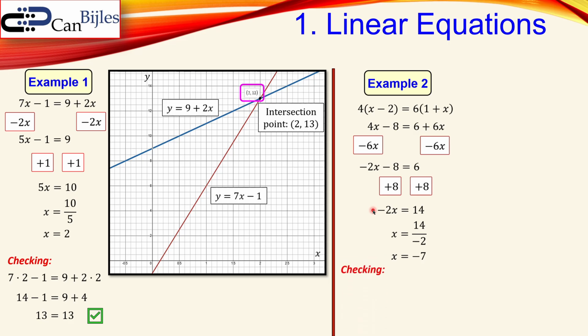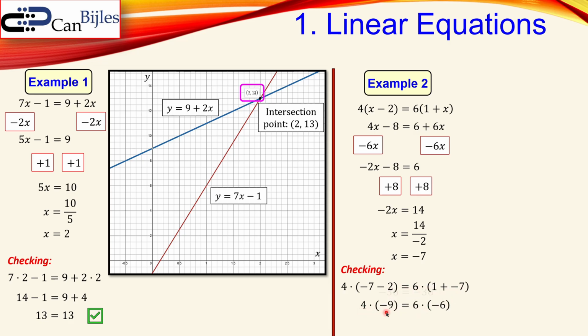Let's again check that as we did in the previous example. So we can say let's put that minus 7 in here and also in here. So let's see what that produces. 4 times in the parentheses minus 7 minus 2 is equal to 6 times 1 plus minus 7. That means 4 times minus 9 is equal to 6 times 6 minus 6.